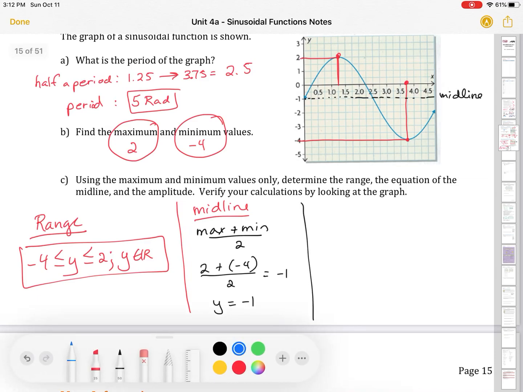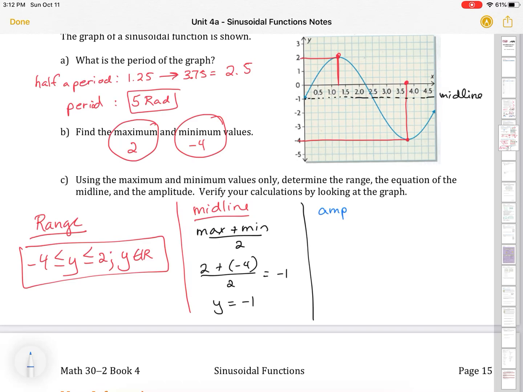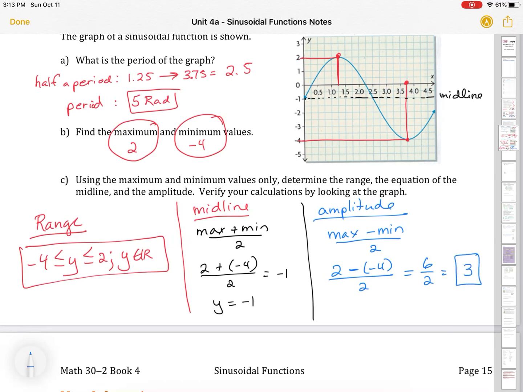Okay. Then the last thing it wants us to find is the amplitude. And again, for amplitude, write out the formula, max minus min divided by 2. So that's 2 minus a -4 over 2. So that is equal to, minus a negative becomes plus a positive, so it's 6 over 2, which is 3. And if we take a look at that, if we go from the peak to the midline, this distance here equals 3, and that is our amplitude.